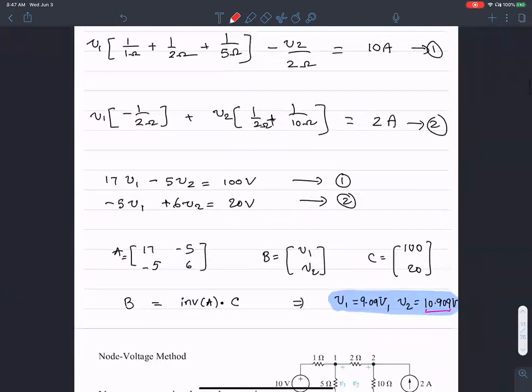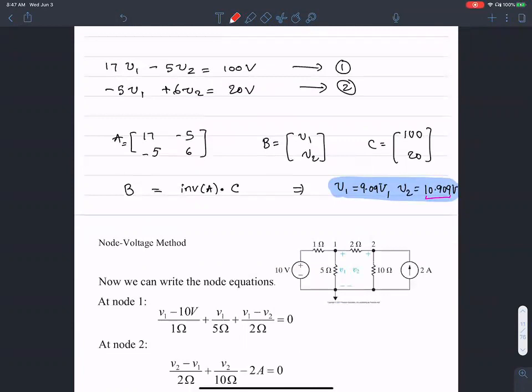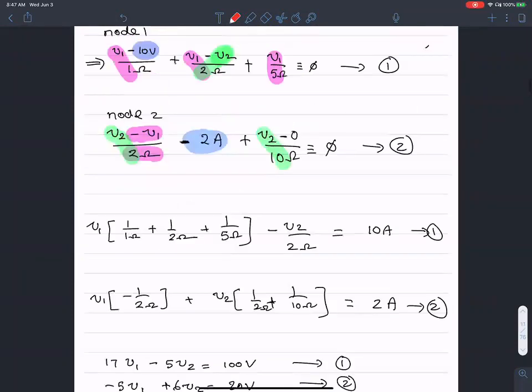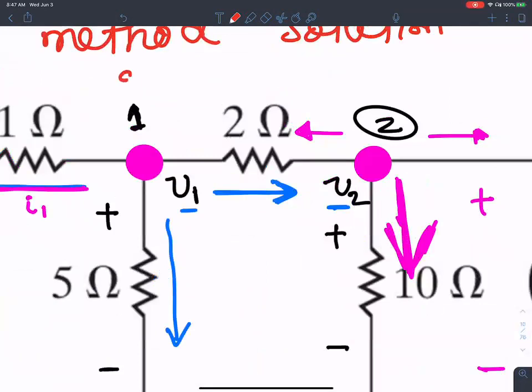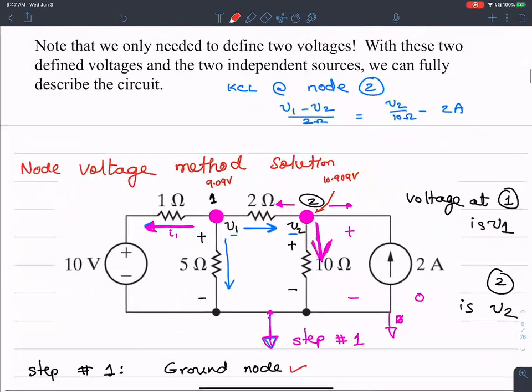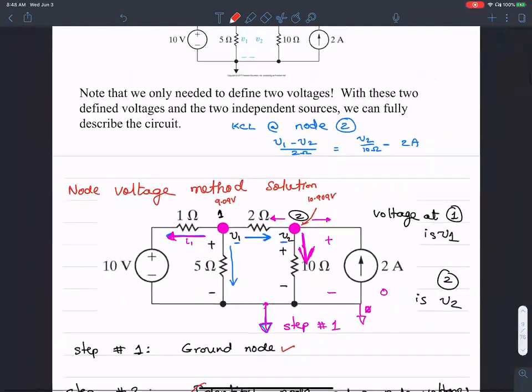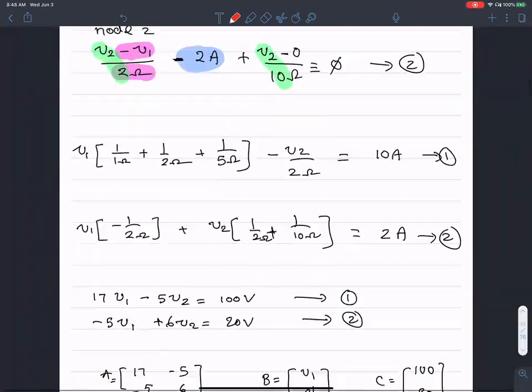Okay, so when you solve this set of equations, we get V1 to be 9.09 volts and V2 to be 10.909 volts. Now we are able to calculate all the different branch currents. Does that make sense? Okay, so we will move on with the node voltage method. We'll do another example for the node voltage method.